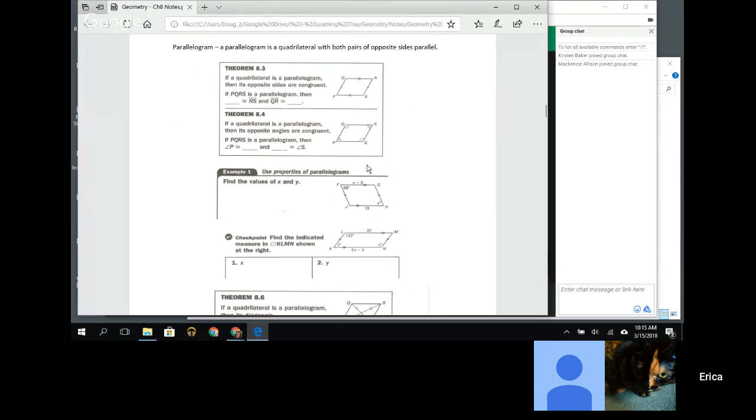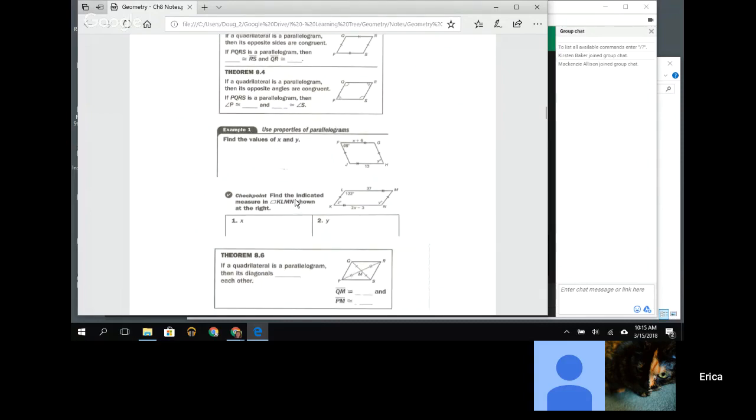The second theorem, 8.4, is that opposite angles are congruent. So these two angles are opposite each other and they're congruent, and these two angles are opposite each other and they're congruent. And the third theorem, 8.5, which I don't have on here, is that the consecutive angles, so P and Q, are supplementary, which means that they add up to 180 degrees. Okay, so then we did some problems with that.